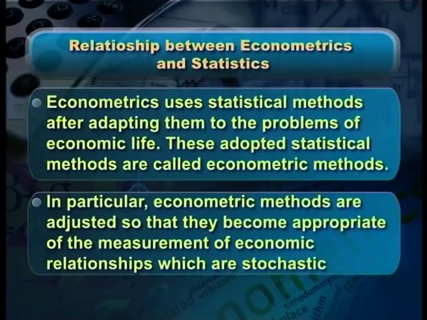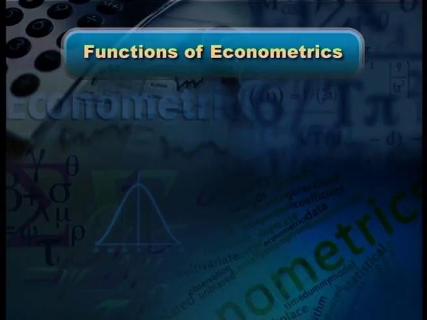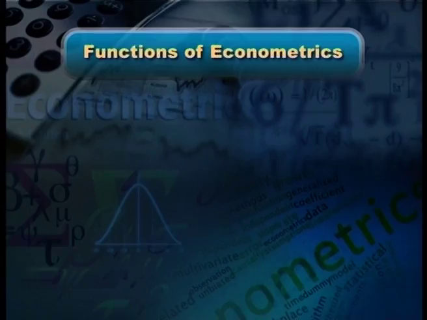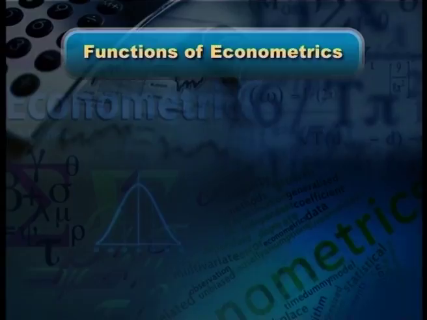So, in particular, econometric methods are adjusted so that they become appropriate for the measurement of economic relationships which are stochastic. Now, let us discuss the functions of econometrics. Broadly, we can categorize the functions of econometrics into 3 types: testing of economic theory or hypothesis; second, providing numerical estimates of the coefficients of economic relationships for decision making; and forecasting the future values.